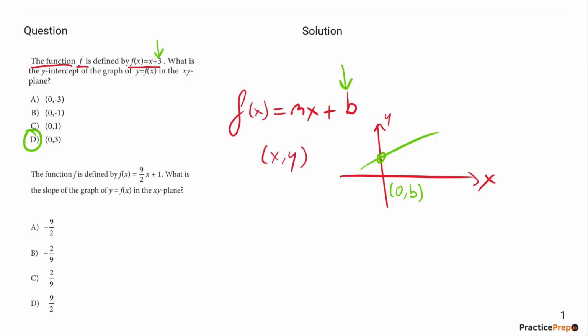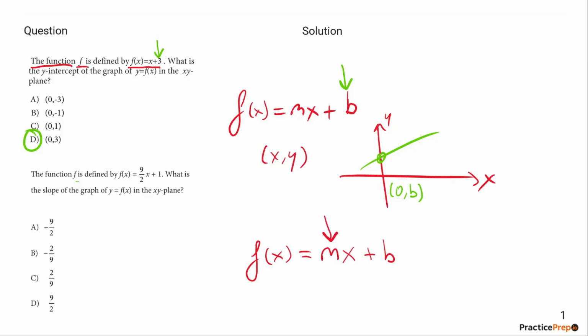And let us now try and solve the second question. The function f is defined by f of x is equal to 9 over 2x plus 1. What is the slope of this equation? You should always remember that if on the left side you only have f of x or y, and on the right side you have the slope, the x value plus a constant value b, then this is going to be your slope.